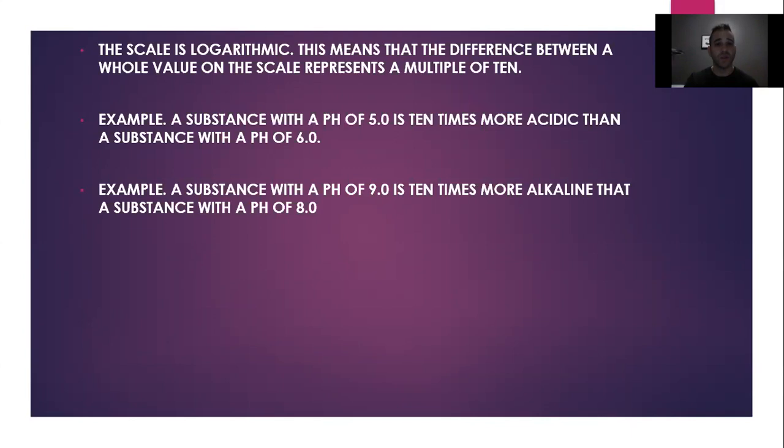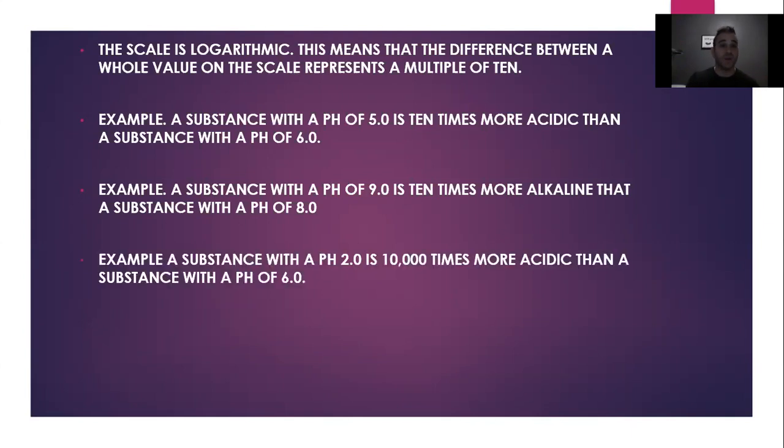Okay, another example, a substance with a pH of 9 is 10 times more alkaline than a substance with a pH of 8, okay? Because the scale is logarithmic. So if a substance has a pH of 10, it is 100 times more alkaline than a substance with a pH of 8. Another example, a substance with a pH of 2, so it's very acidic, is 10,000 times more acidic than a substance with a pH of 6.